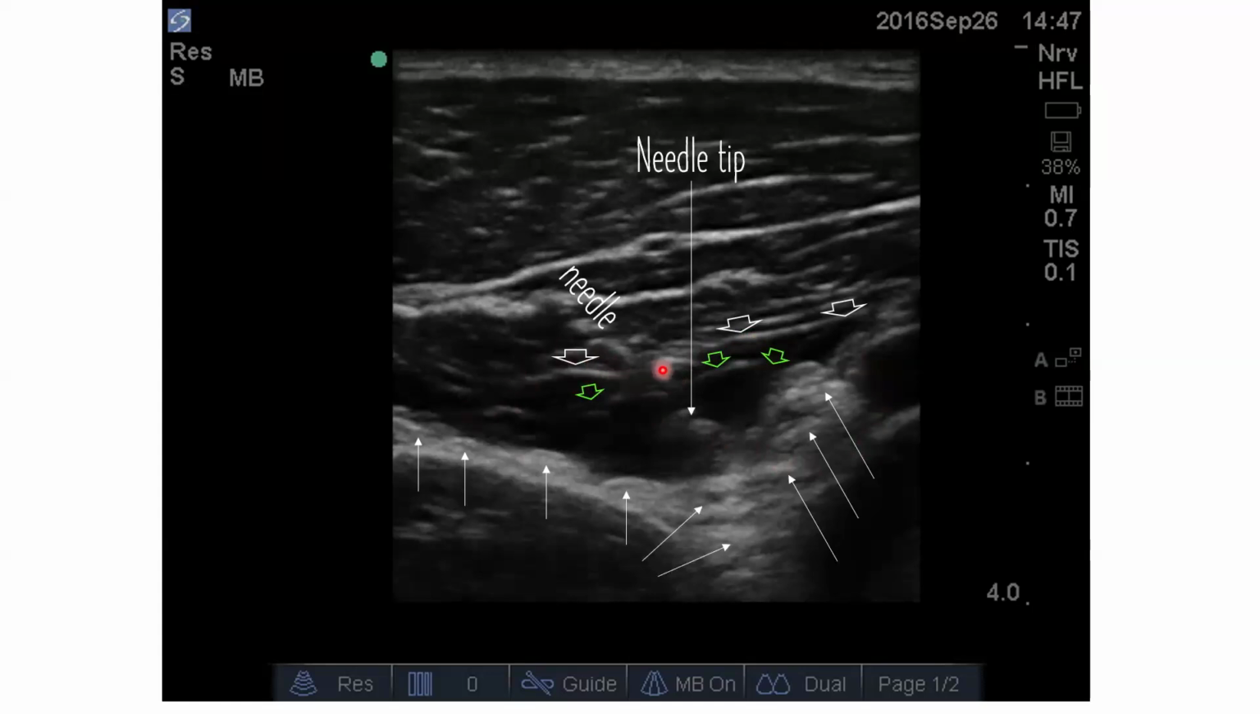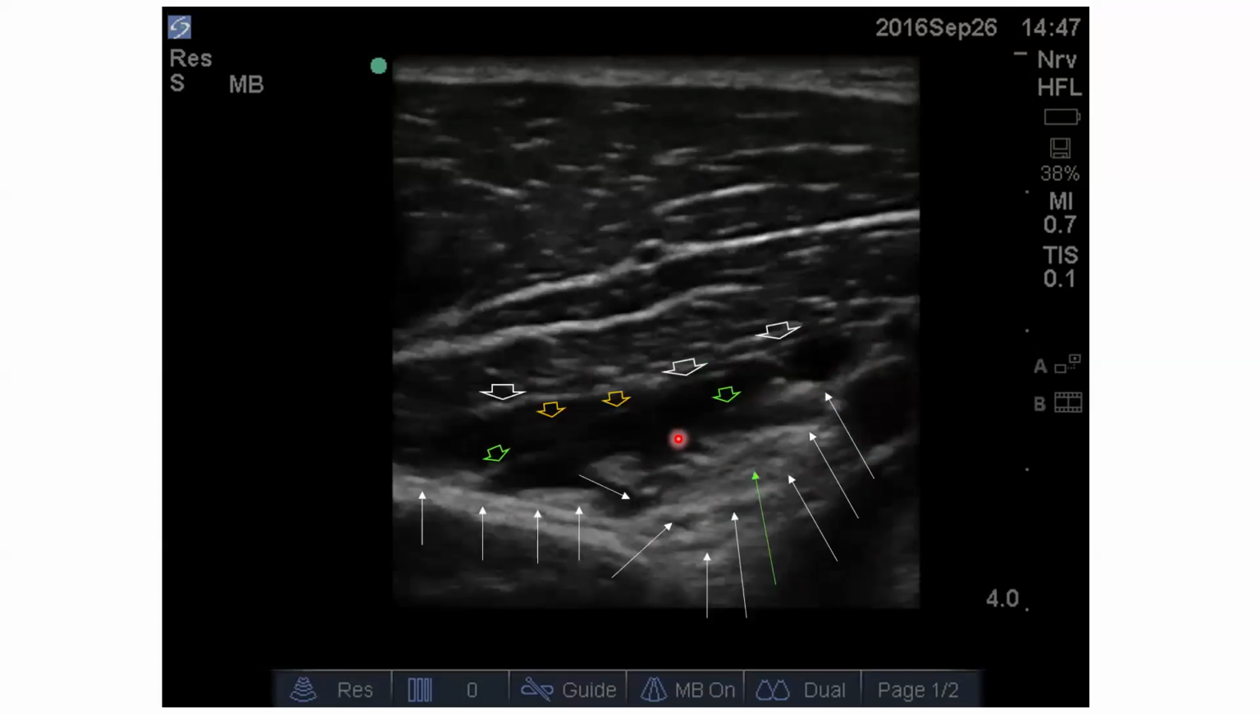And the local anesthetic now is exactly very close to the brachial plexus, and all along the concentration gradient, it's going to go inside the nerves and block the action potentials. So these white arrows are all the neural elements. This is the external most, this is the internal one, and this is the needle tip.